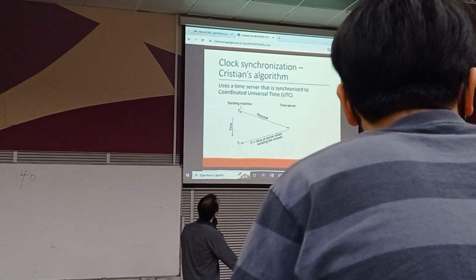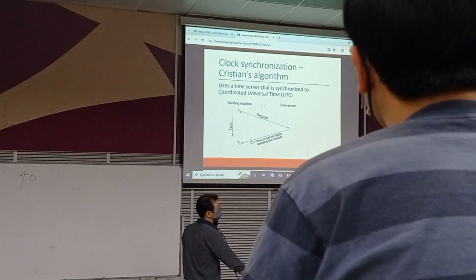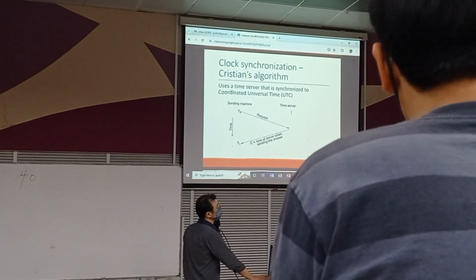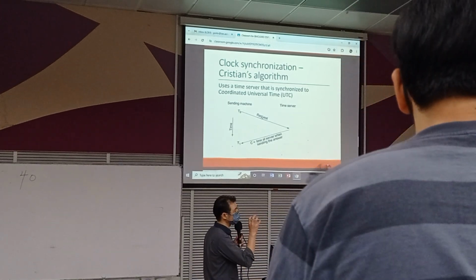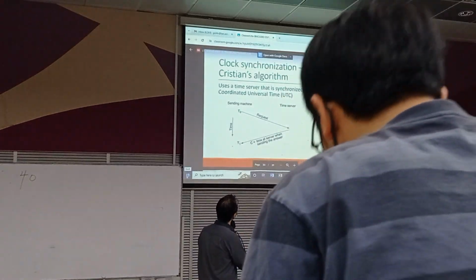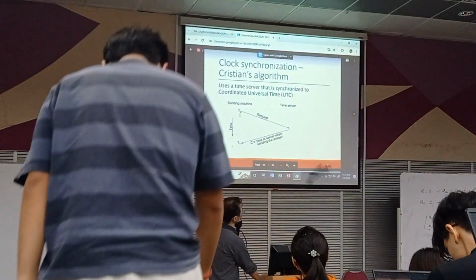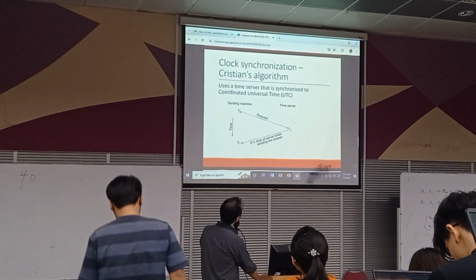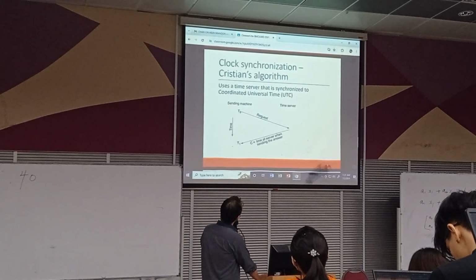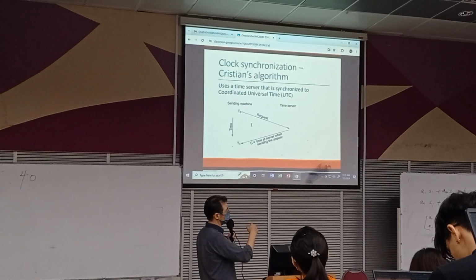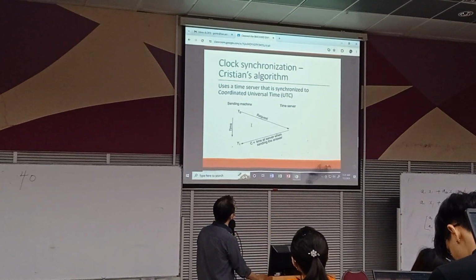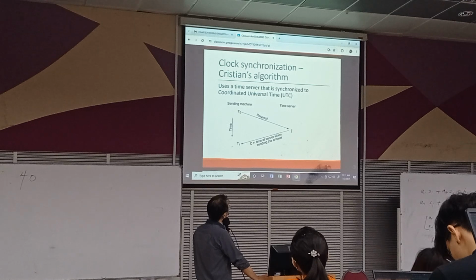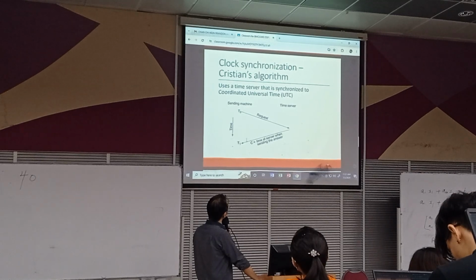At T0, this machine tried to synchronize the time to the server. So imagine the server has the correct time. So the sending machine wants to update its own time so that it corresponds to the time of the server. But remember that when you send a message, actually it needs time to travel. Okay, the message needs time to travel. So by the time you reach here, the time has passed and it gets the time and sends it back.